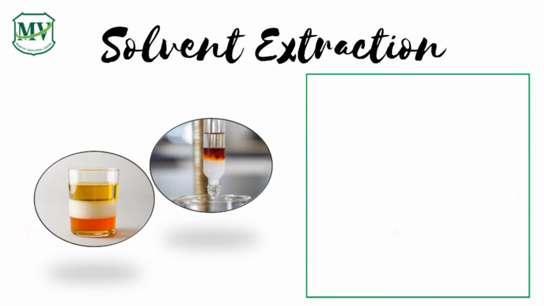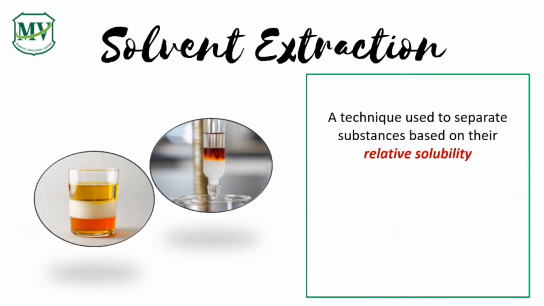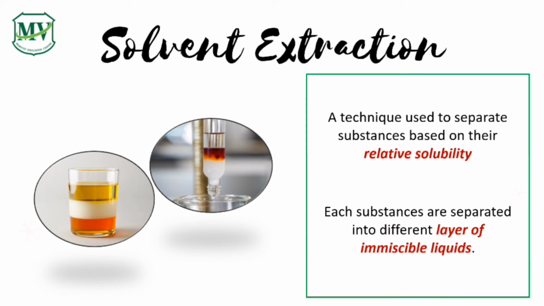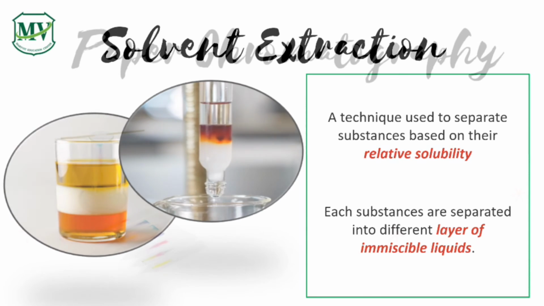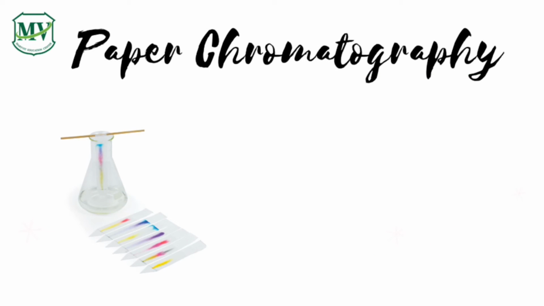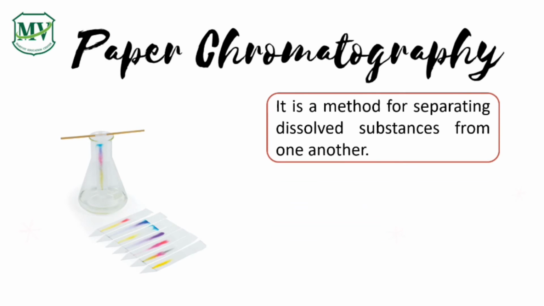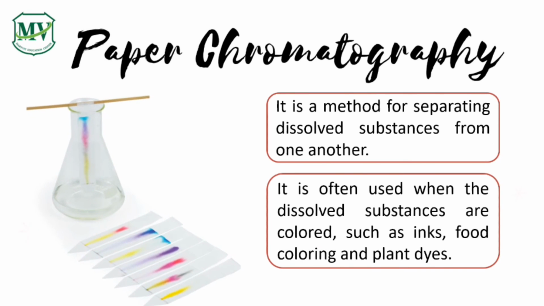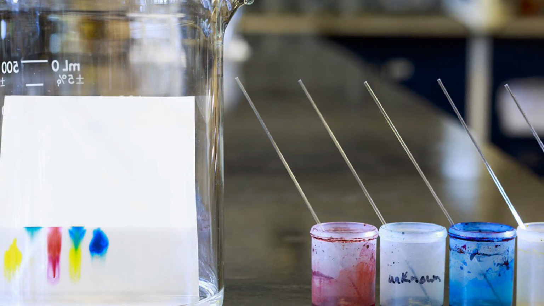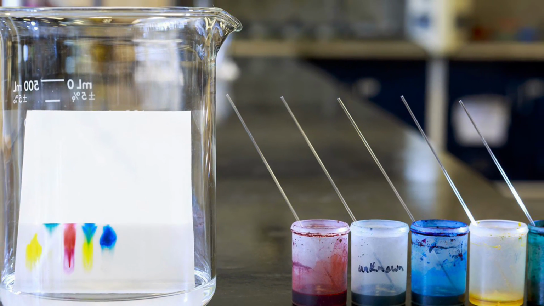Another method is solvent extraction, a technique used to separate substances based on their relative solubility. Each substance is separated into different layers of immiscible liquids. And the last method is paper chromatography. It separates dissolved substances from one another. It is also used when dissolved substances are colored, such as inks, food coloring, and plant dyes. All forms of chromatography work on the same principle.